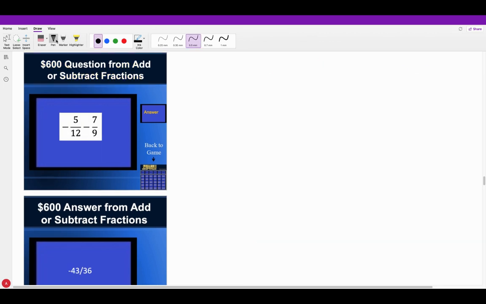All right, now the next question we're going to do is a $600 question from the add or subtract as well. So it's negative 5 over 12 minus 7 over 9. Now in this case, 9 doesn't divide evenly into 12 like it did in the other problem. So now we have to figure out, okay, what is a common denominator we can have? And I know a lot of you just multiply these two denominators together so you get 108, which is fine.